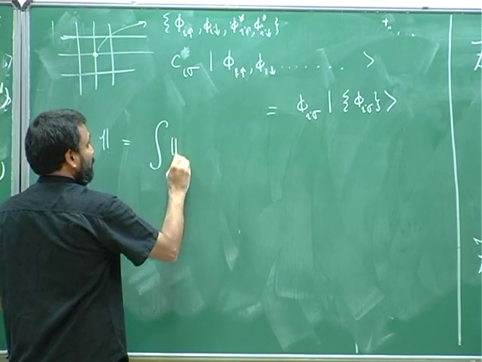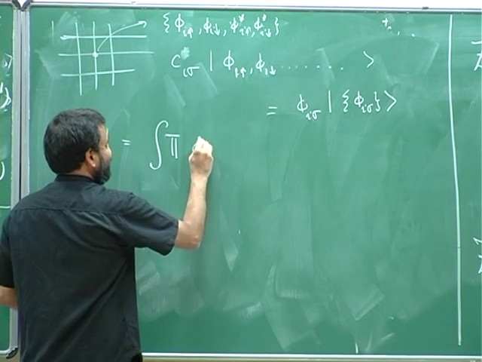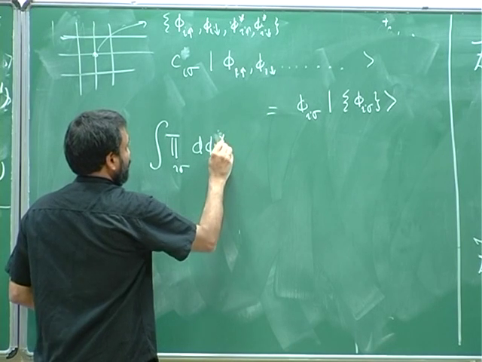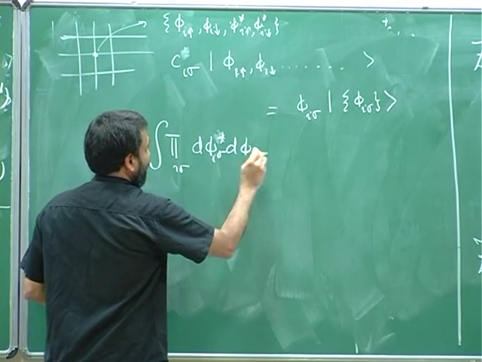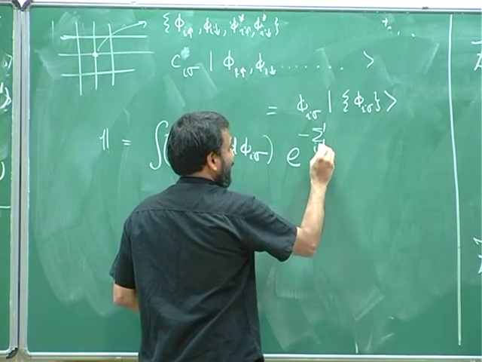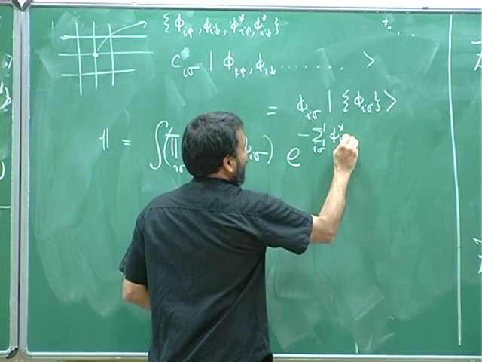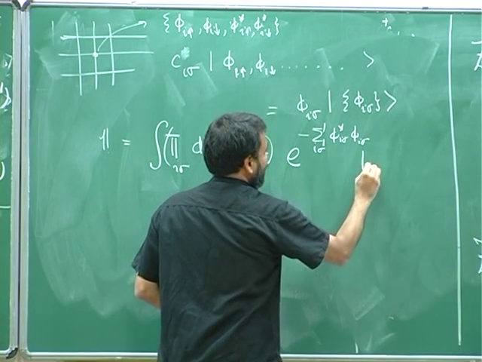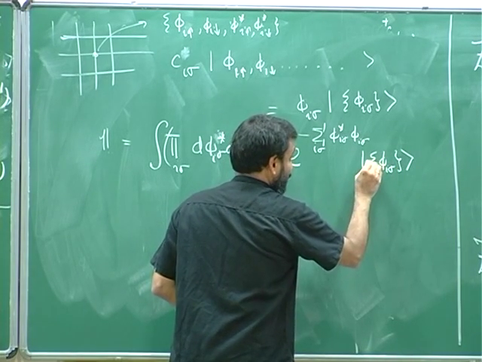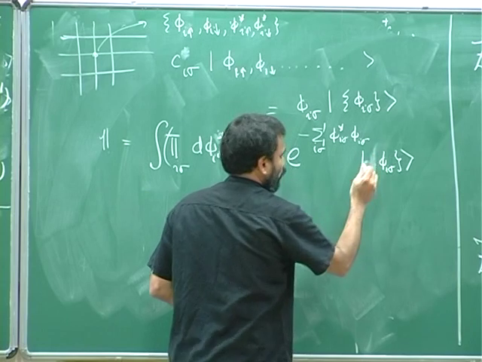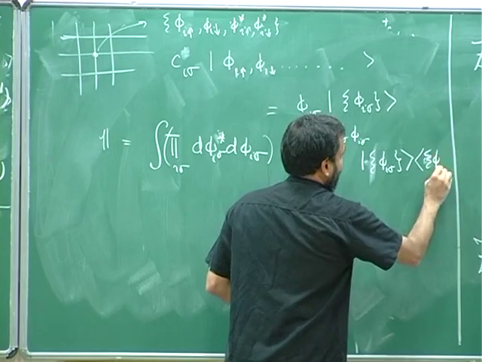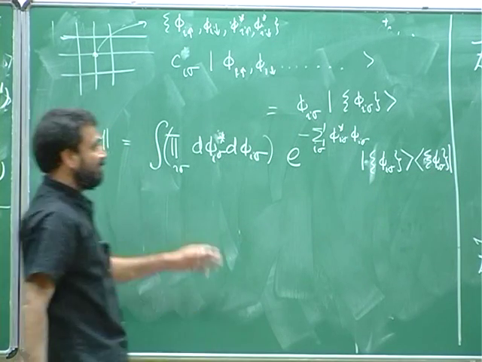So this will be product over all of these guys, e to the minus summation over I sigma phi star I sigma, phi I sigma, with a minus sign, remember. No, the identity will not have the minus sign. Okay. So that's the identity.